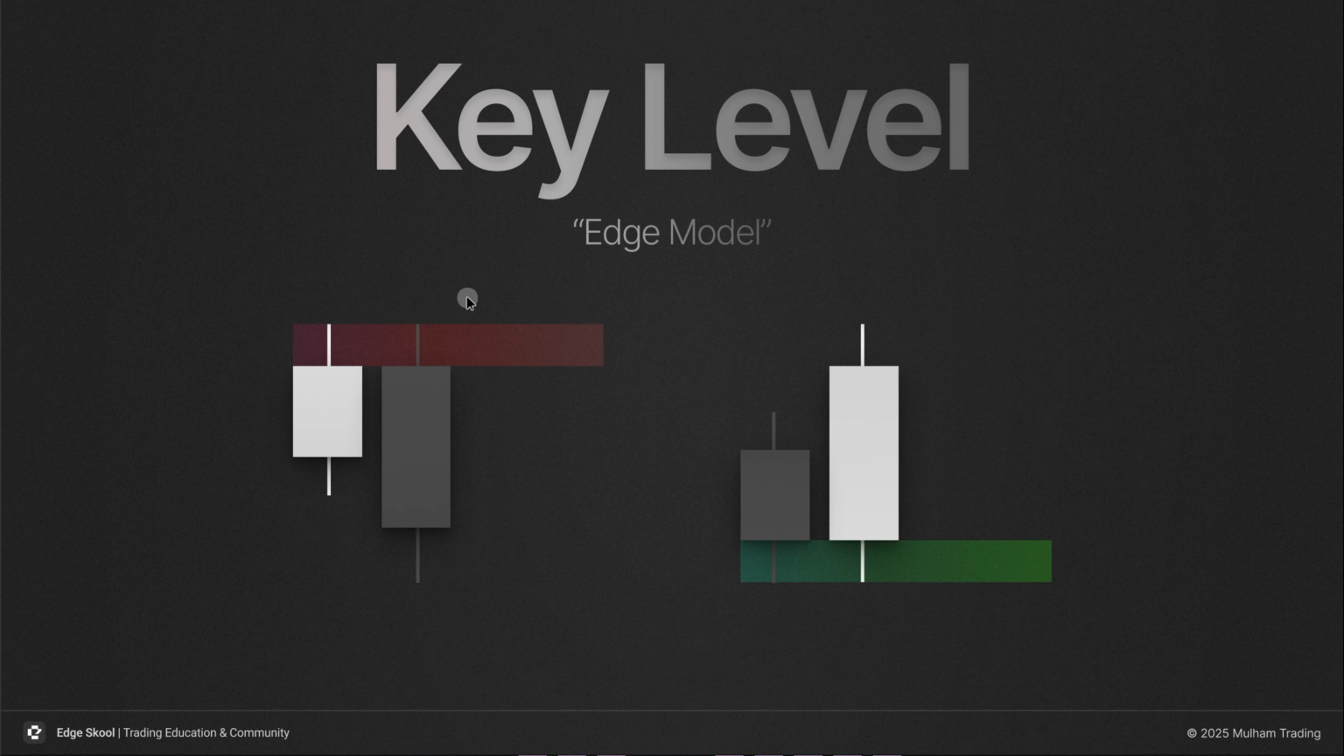Now, don't get me wrong, sometimes price is going to take the high and then reverse. Sometimes it's going to totally violate this level. Why? Because it's all about probability. We need to focus on the high probability ones in order to succeed when trading any key level, not just the extreme levels. And that is what I teach my students all the time, based on the edge model, that we only focus on the high probability ones.